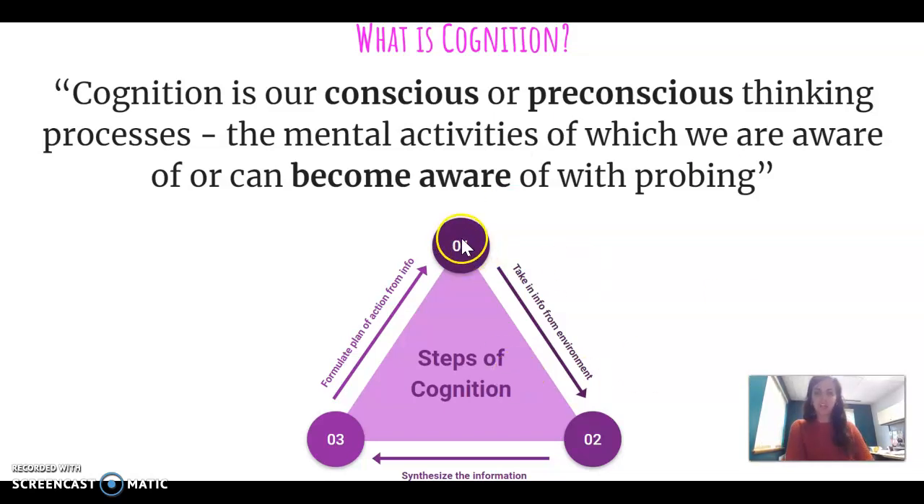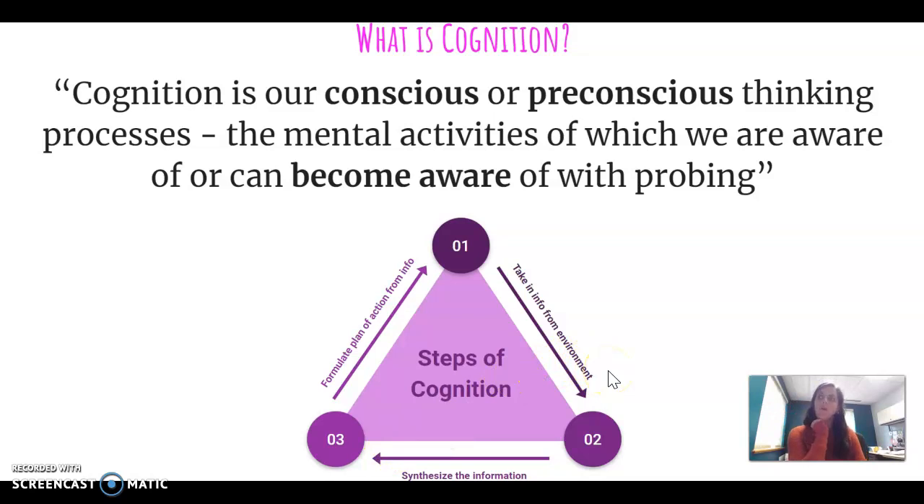If you look at this triangle flowchart of cognition, you start at your current situation, current functioning, current viewpoint, and you're taking information in from your environment. So you're observing, you're listening, you're hearing, you're experiencing. And the next step is your brain starts to synthesize or process what that information could mean.